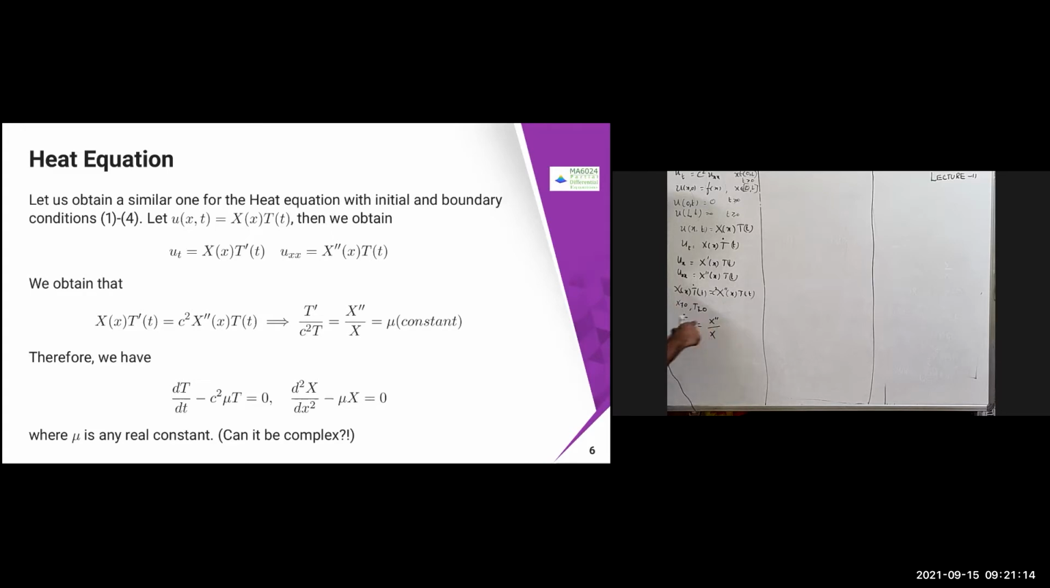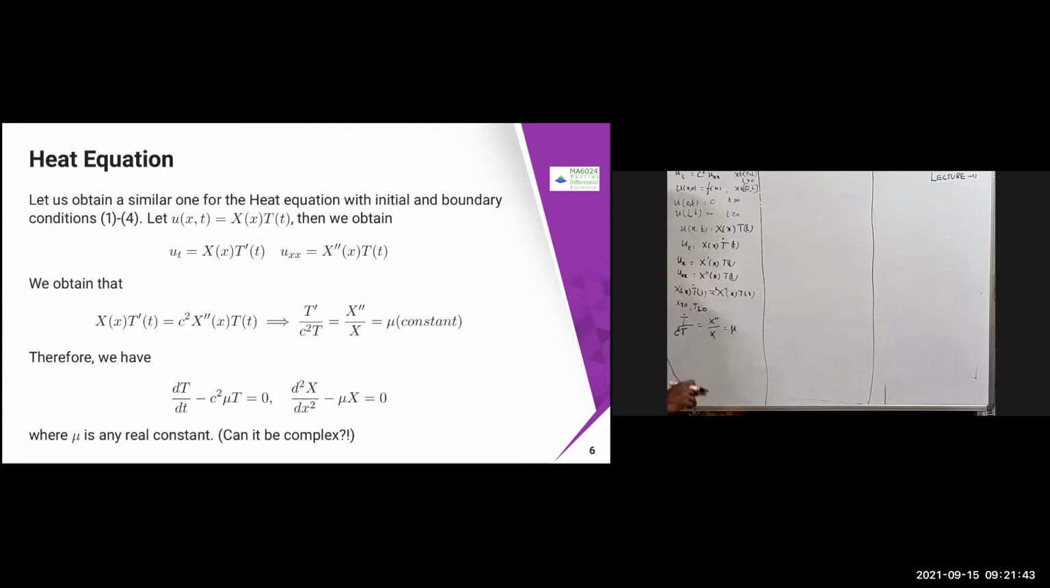Okay, so in this case, again, this side is a function of t, and this side is a function of x. Therefore, both are going to be the same, meaning some constant is going to come. That constant I'm going to put as nu. So the logic is that this side is time, this side is space. If both quantities are the same, it is going to be some constant only. It is not going to be a function of t or a function of anything.